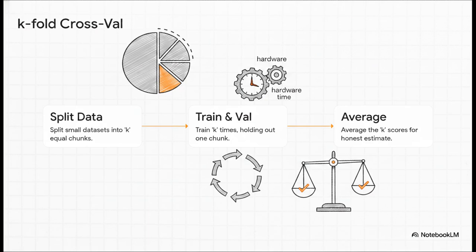But wait, what if your dataset is really tiny? Well, for small datasets, k-fold cross-validation is just a brilliant statistical technique. It essentially buys you a robust evaluation by using a bit of extra computational compute. Here's how it works. Every single data point gets to be used for validation exactly once because we swap the chunks around for each training round. You're basically trading hardware time for statistical certainty, which is a pretty great deal.